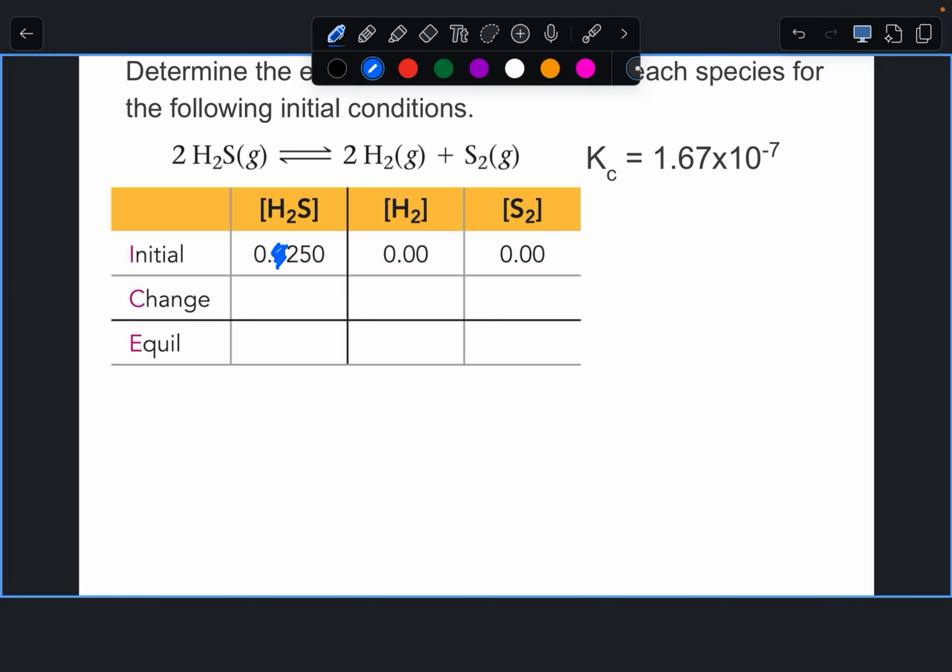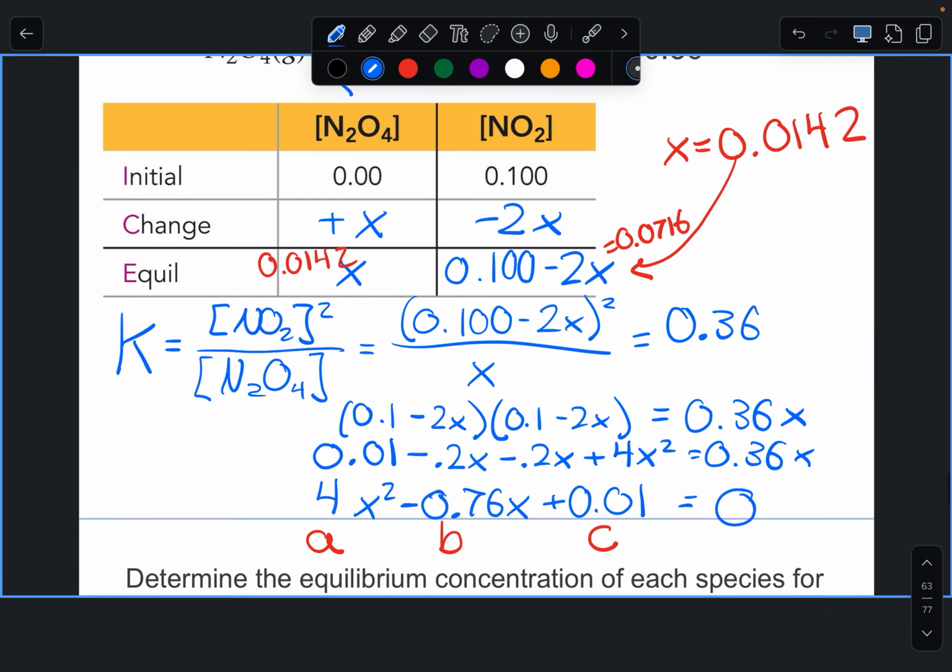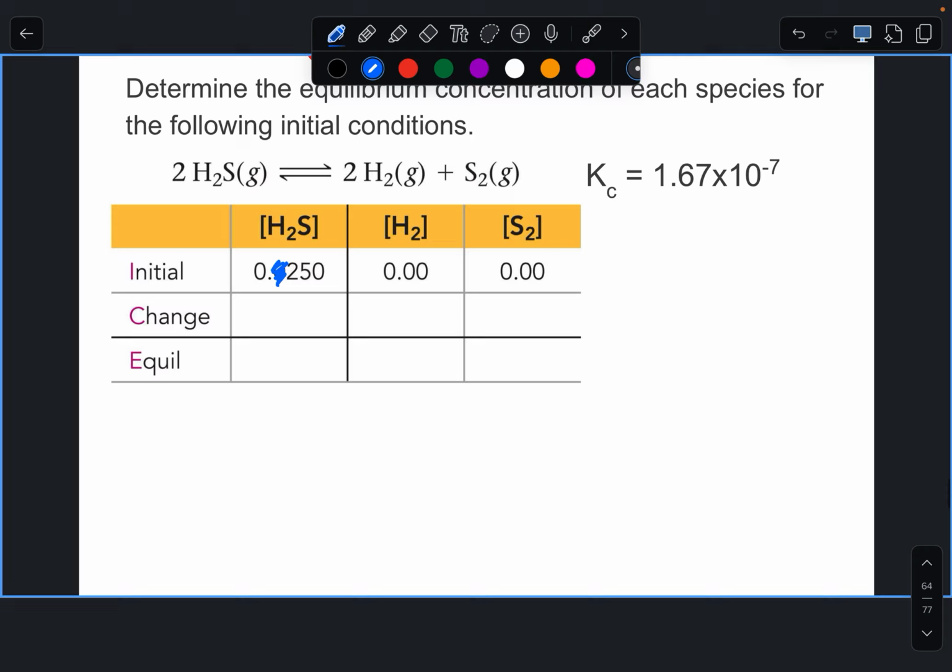So go ahead and start this one and at least get to where you've plugged the X, the equilibrium values, into K. Okay, so I'll give you guys 3 minutes or so to do this one, and then we'll talk through it.